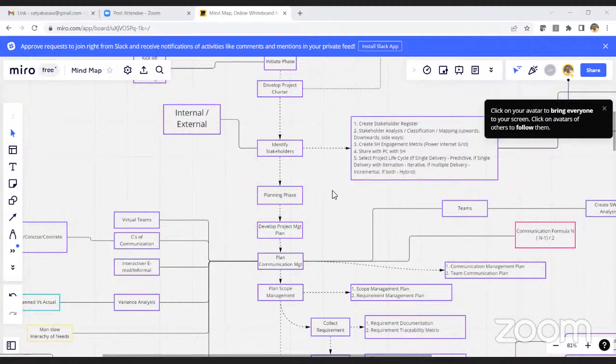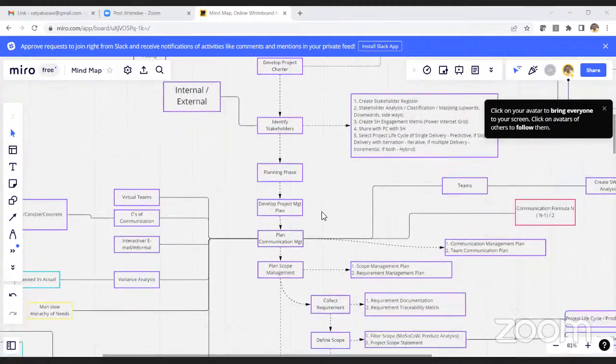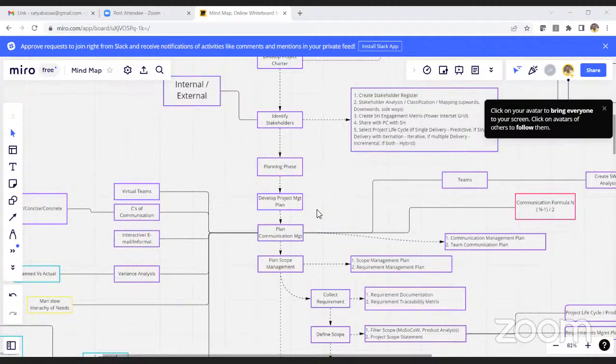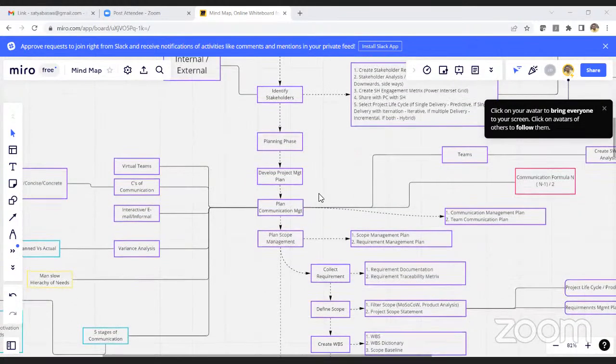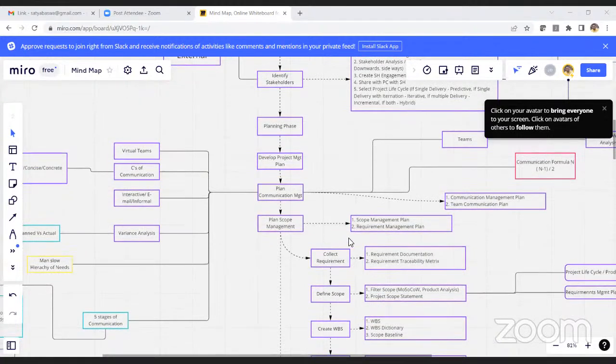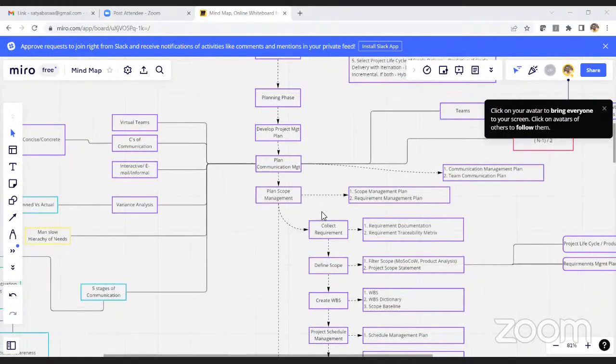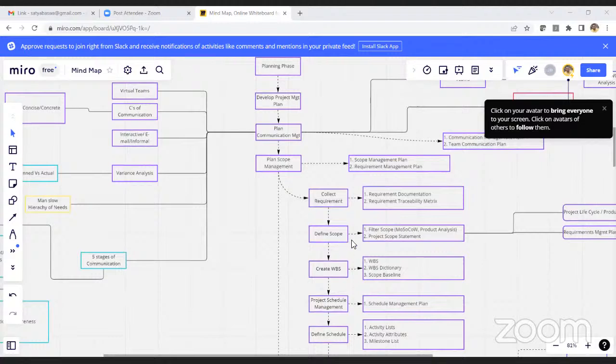Once we have identified the stakeholders, we go to the planning phase, in which we develop all sorts of project management plans. First of all, we come up with a scope management plan and requirements management plan. Then in scope, we collect the requirements as a first step, where we define the requirement documents and requirements traceability matrix. Then we define the scope, where we filter the scope, and we use MoSCoW and product analysis and so on. And then we define the project scope document.